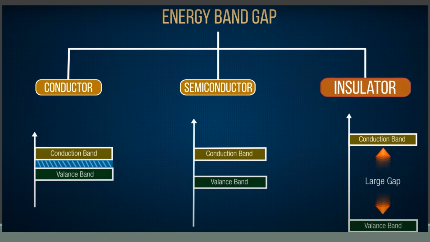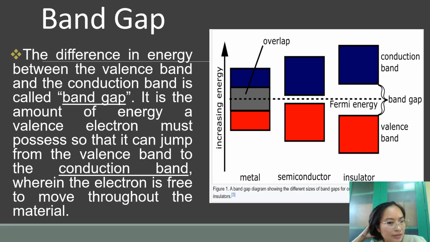So we have here the diagram of the energy band gap between these three types of materials. Look at how huge the gap is in insulators, but in semiconductors it is closer. Now in conductors, it's much closer. This band gap is the amount of energy a valence electron must possess so that it can jump from the valence band to the conduction band.